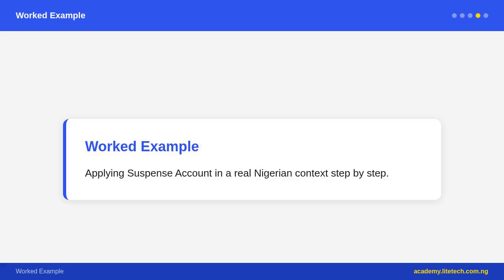Effect of corrections on profit. Expense overstated, corrected, profit increases. Expense understated, corrected, profit decreases. Income overstated, corrected, profit decreases. Income understated, corrected, profit increases.